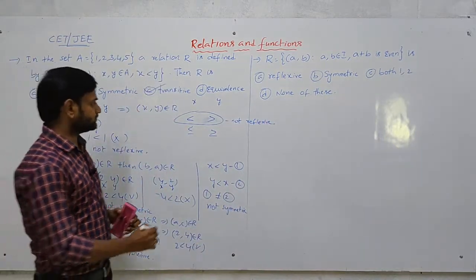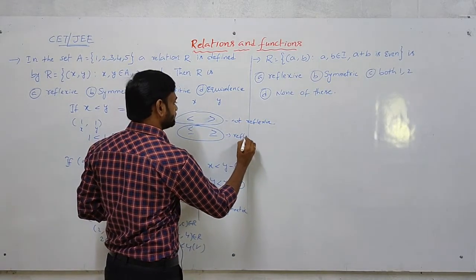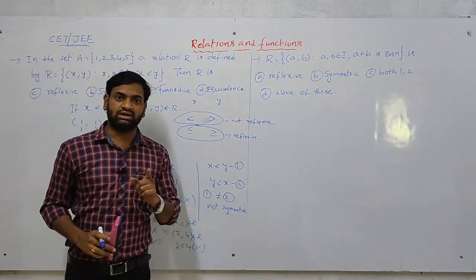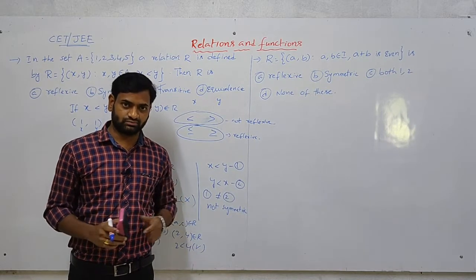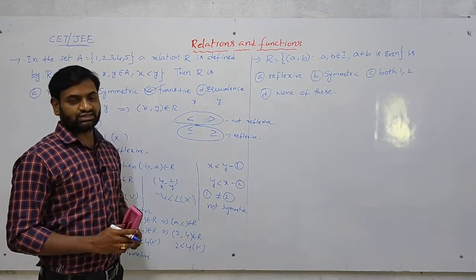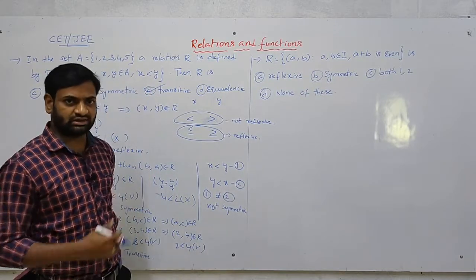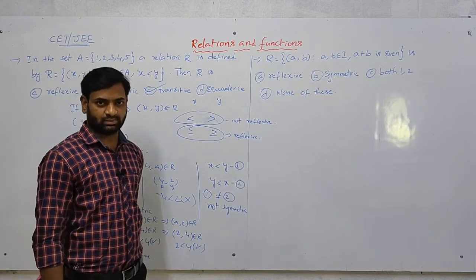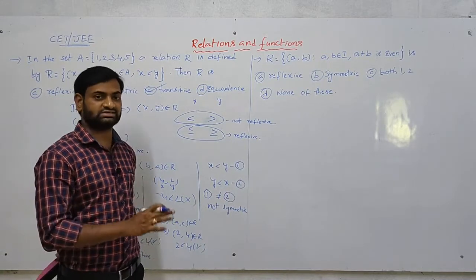Not reflexive. When we have an equal symbol here, it is reflexive. When there is no equal symbol, it is not reflexive directly. Next, reflexive is complete. Next, whatever the sign is there, either less than, greater than, less than equal to, or greater than equal to, it can never be symmetric between x and y.